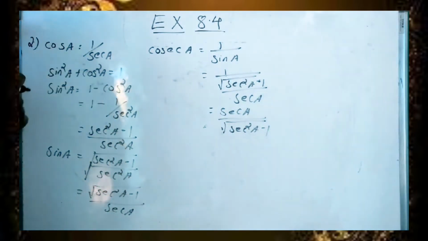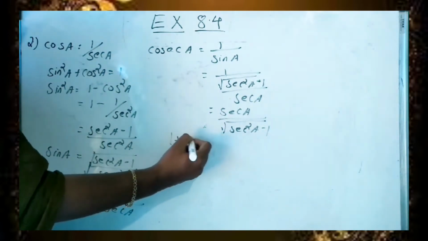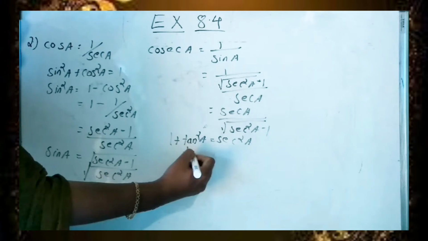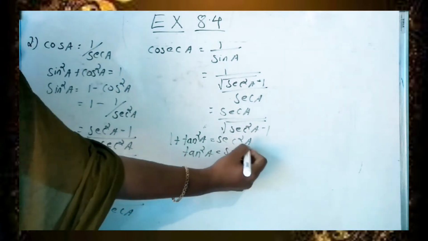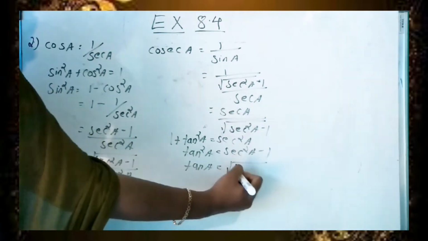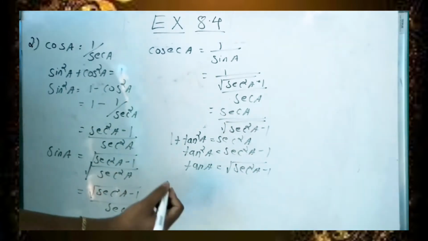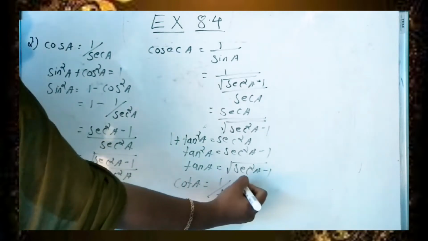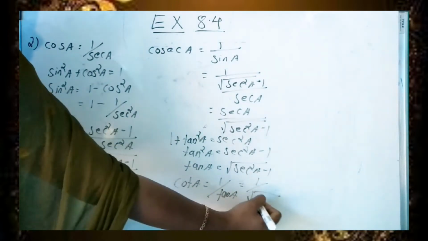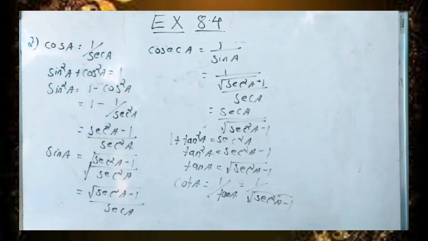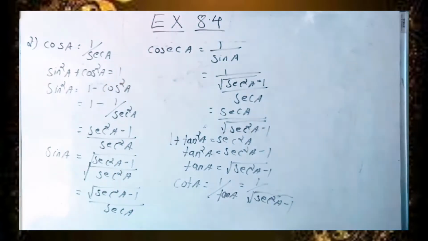Now the identity in terms of sec and tan, that is 1 plus tan square A is equal to sec square A. Then tan square A is equal to sec square A minus 1. Then tan A is equal to square root of sec square A minus 1. And cot A, that is 1 by tan A, and this is equal to 1 by square root of sec square A minus 1. So cot A is equal to 1 by square root of sec square A minus 1.